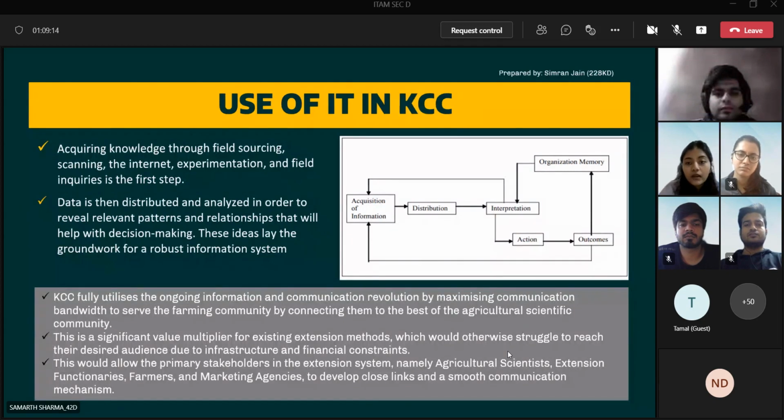They are then connected in offline mode. In this whole system, acquisition of the knowledge is the first step in the process, which is then followed by the distribution and the interpretation, and finally the outcome, as we can see in the diagram here on the slide. Moving on to the next slide.